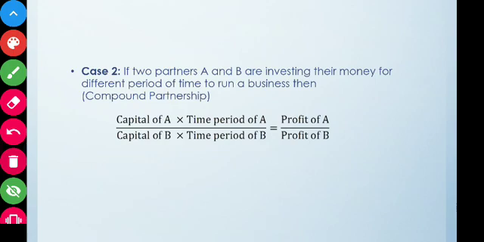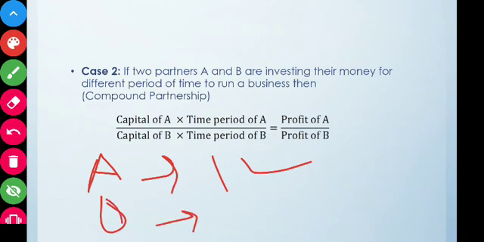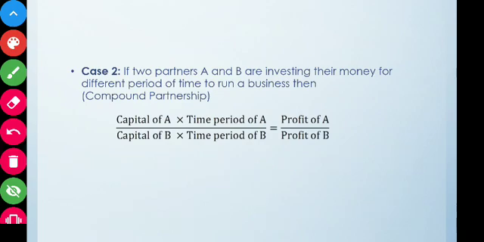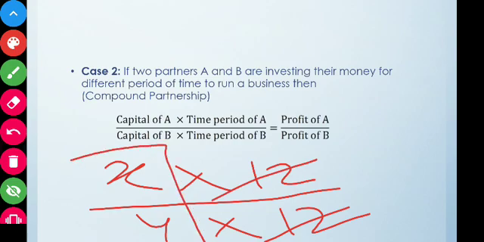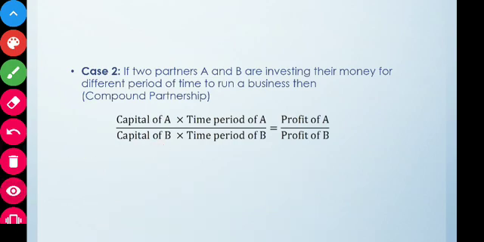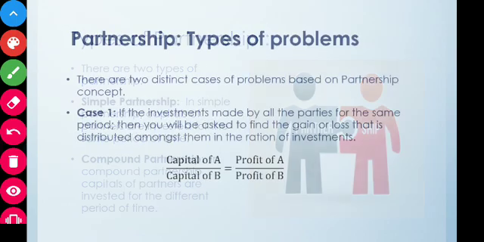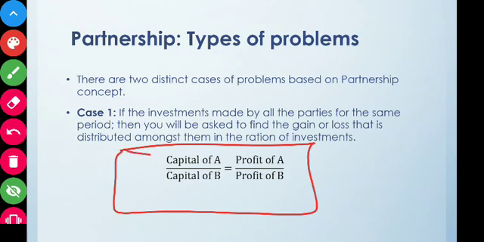How? Suppose A invested for 12 months and B also invested for 12 months. Suppose A invested X rupees and B invested Y rupees. If we apply this in the formula, it will become capital of A, that is X, into time period, that is 12 months, by capital of B into time period, that is 12 months. So both will be cancelled and we will get only the capital. That's why we are taking only capital in case number 1. There is no need to take the time because both have the same time. So for the upper part and lower part, the time will be cancelled and we will get this formula.